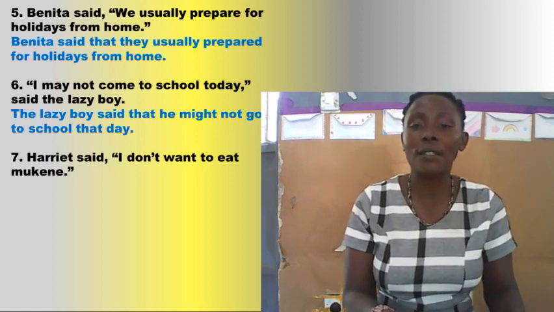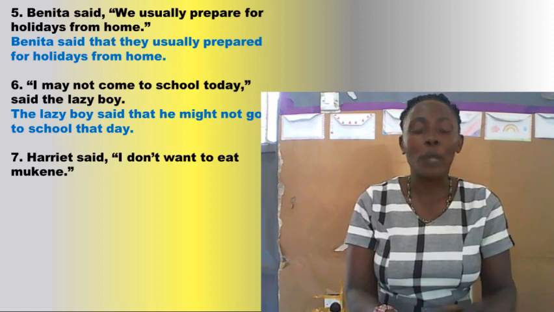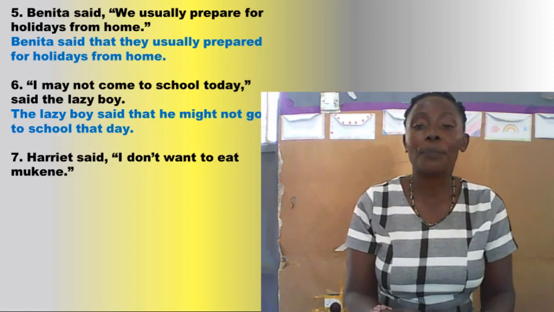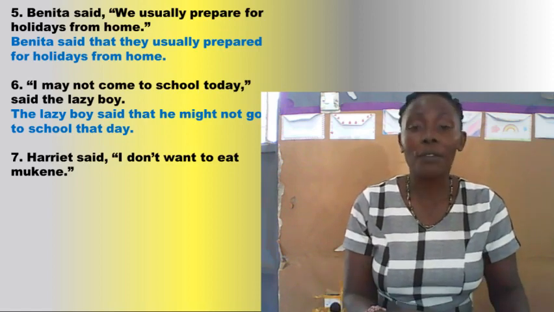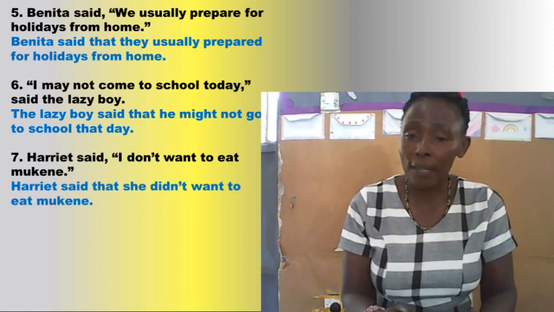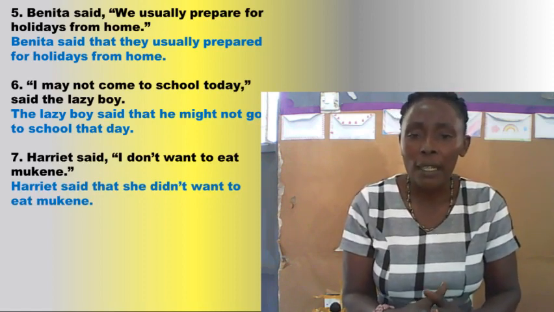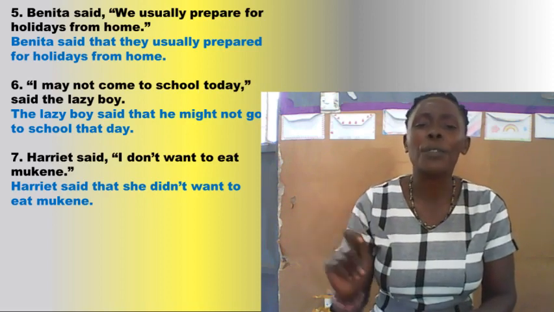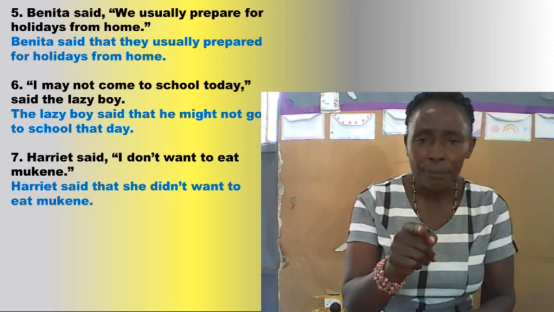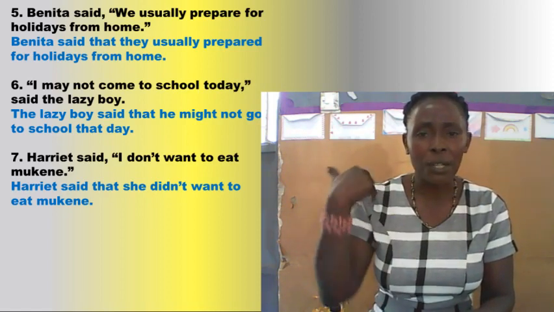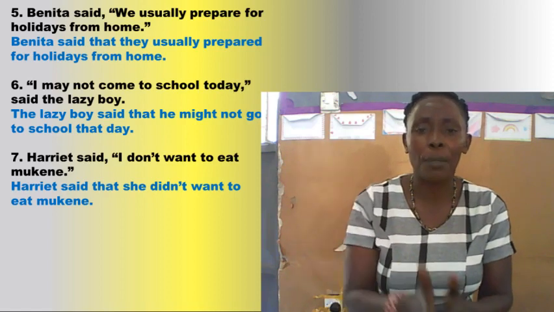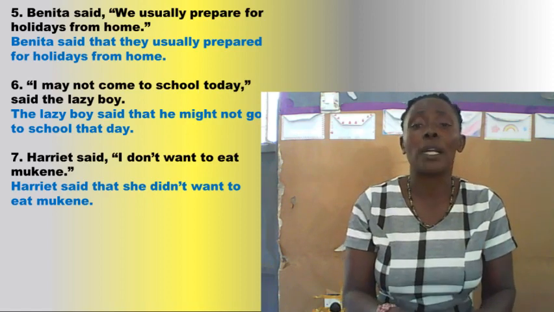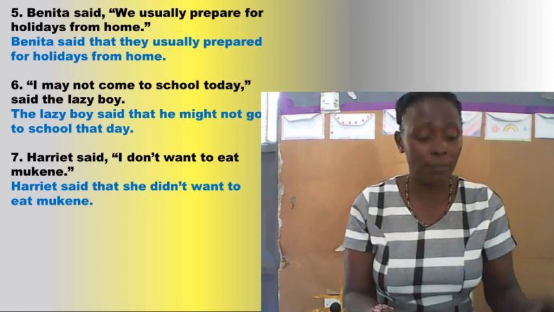It reads, Harriet said, I do not want to eat mukene. These were Harriet's words. If you have to report them to somebody, you heard what Harriet said, you have to say, what did Harriet say? Because of said, you have to say, Harriet said that she didn't want to eat mukene. That's what you heard from her. Your work is to report. You don't need to repeat the word don't. You have to make some changes, since she said those words last year or last month, or you have reported in May. So you have to say, Harriet said that she didn't want to eat mukene. That's what you heard from Harriet.